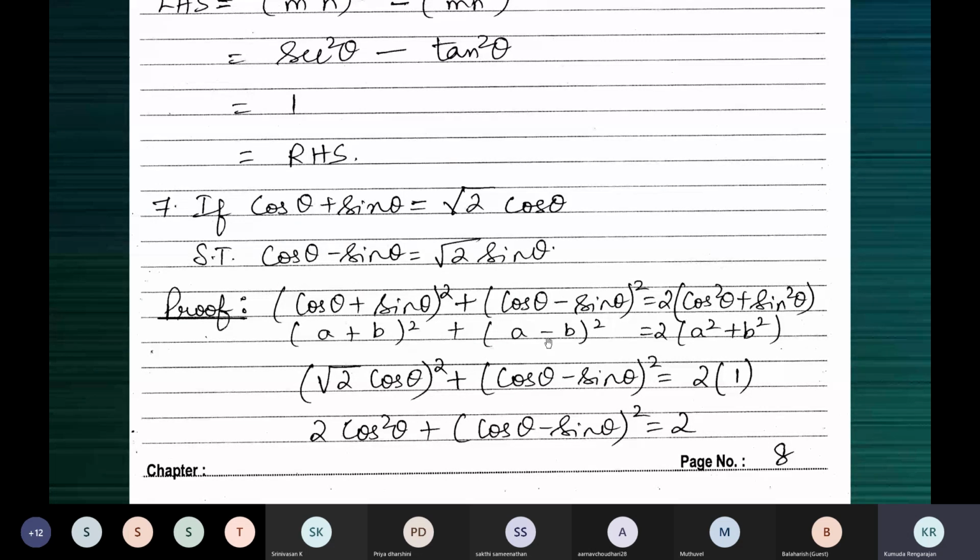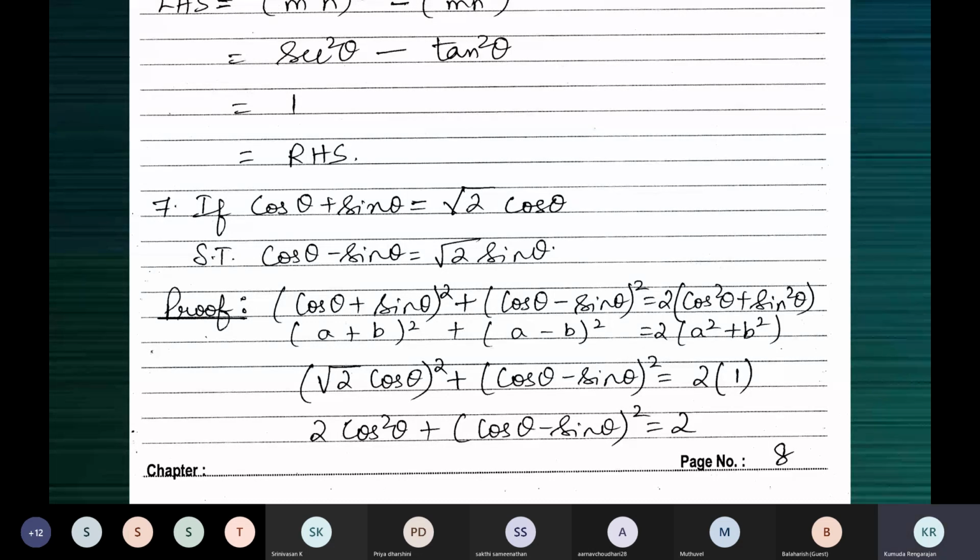Cos theta minus sin theta we have to find. So write it as it is. Don't expand. We have to find cos theta minus sin theta. So cos theta minus sin theta, write that as it is, the whole square is equal to 2 of cos square theta plus sin square theta is 1. 2 into 1 is 2. Next, transpose this.